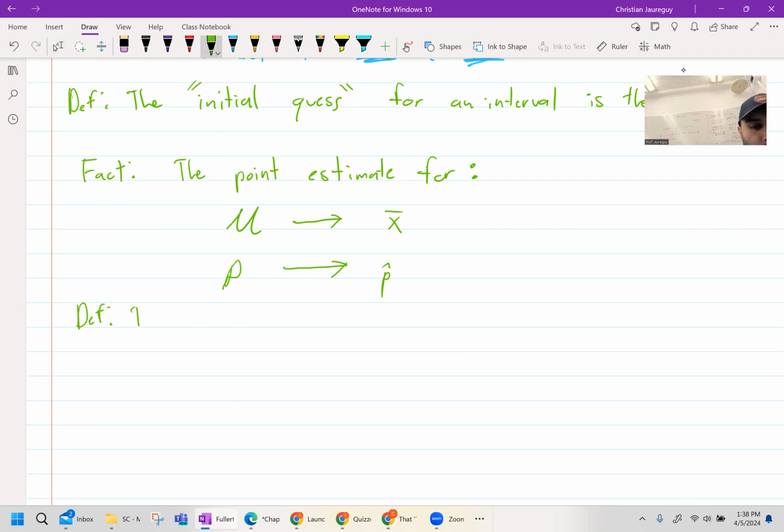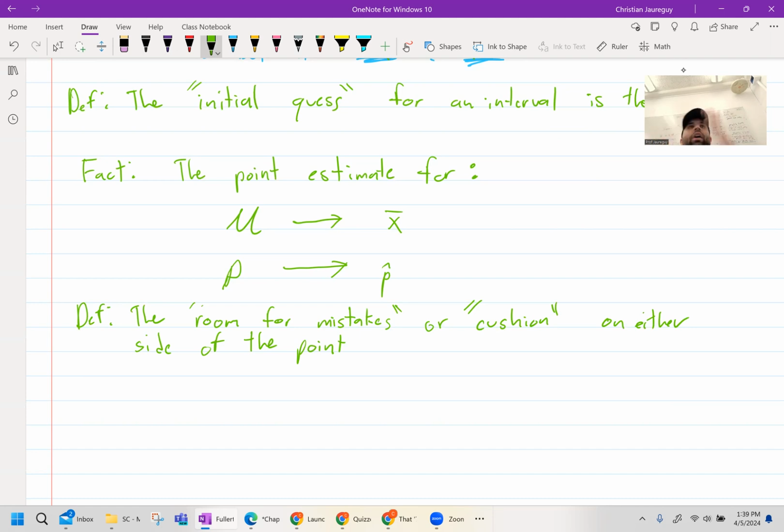Definition. The room for mistakes, this is loosely termed, or cushion, on either side of the point estimate. Because I'd go up 6 inches and down 6 inches, or up 10% and down 10%, just to make sure I'm correct. On either side of the point estimate is the margin of error.